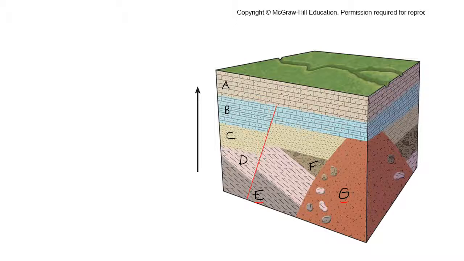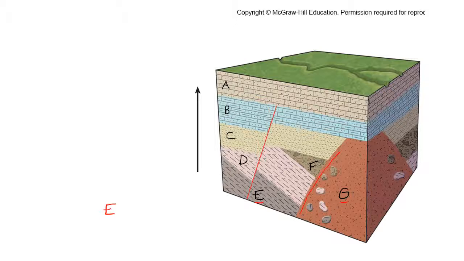When I look at G, I notice it is cross-cutting. What do we know about cross-cutting relationships? The rock that is cutting across is always younger than the rocks it's cutting across. So we know G has to be younger than E and D and F and C. So G is definitely not the oldest, even though it's on the bottom. I'm going to look toward E as my oldest rock, because it's on the bottom and it's not cross-cutting anything.